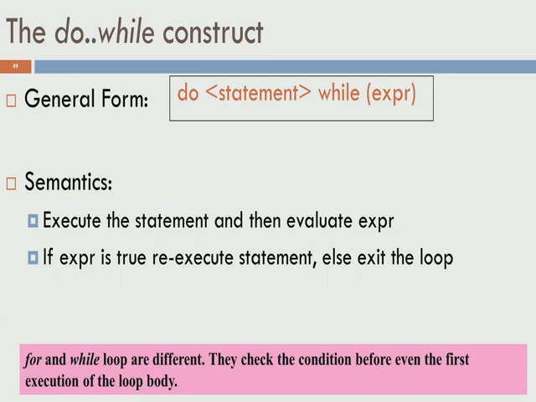So, this do while construct is different from the for and while construct. The for and while constructs both check the condition once even before executing the body of the loop even once. However, in do while you execute the loop body at least once before you go into checking the condition.